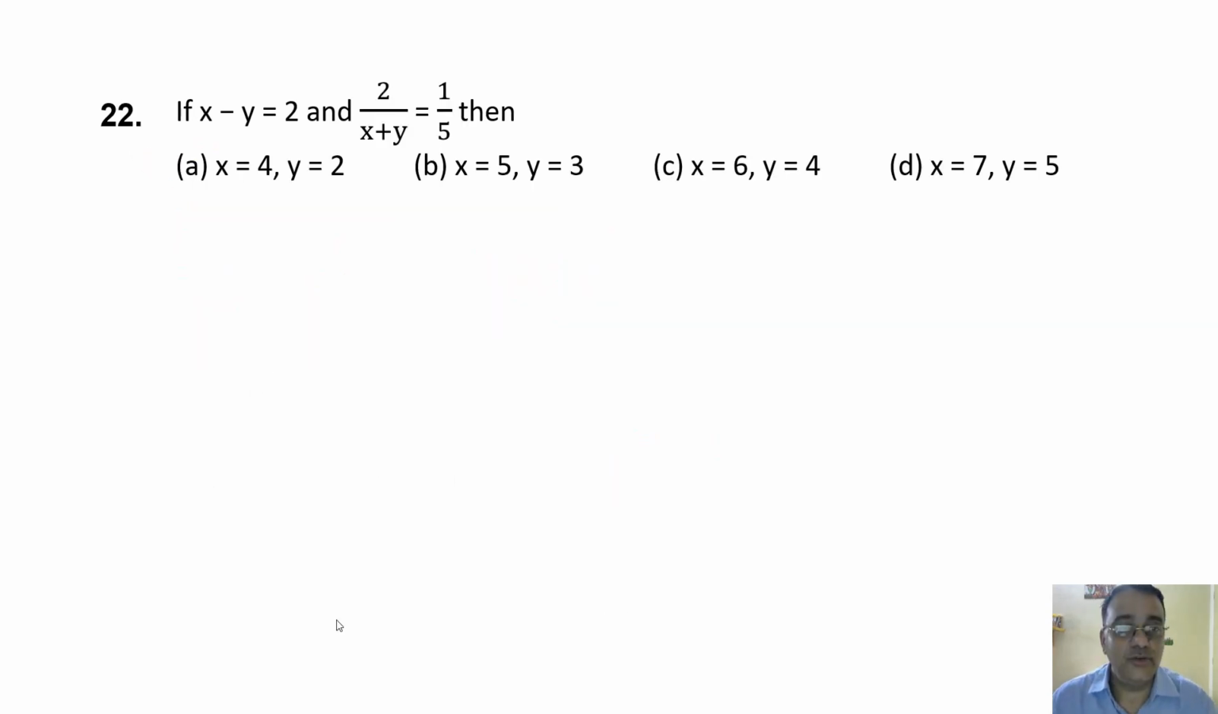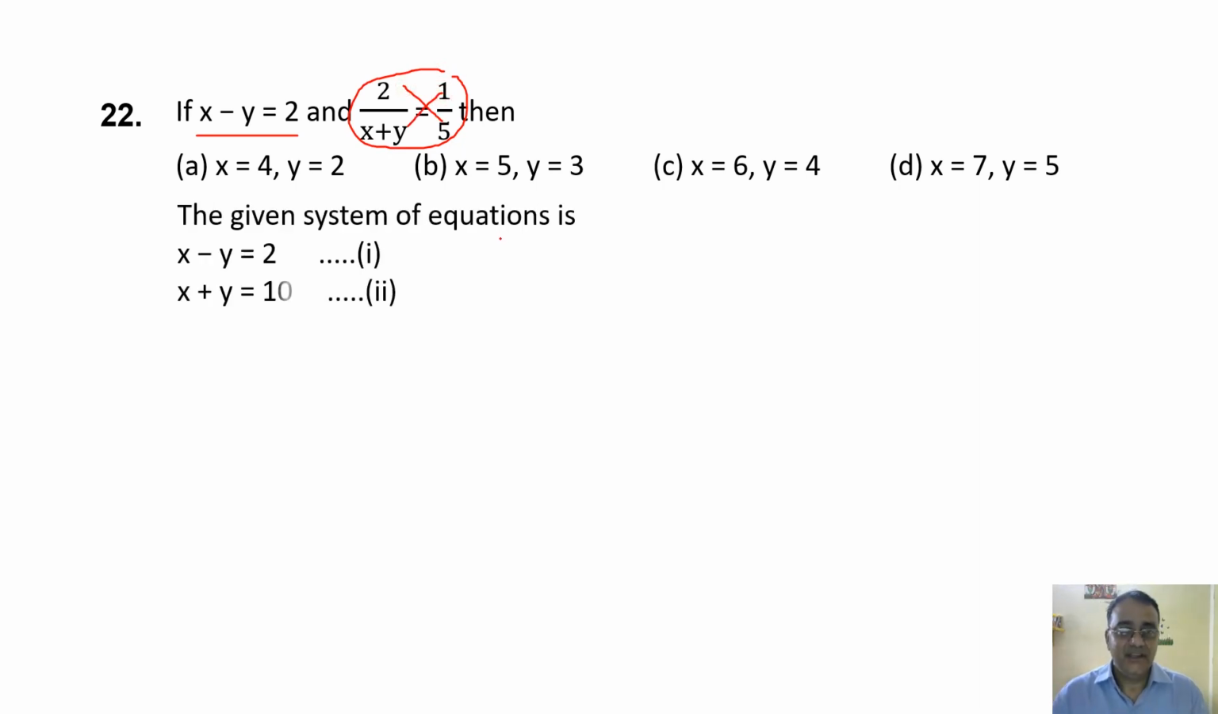So question number 22, if x minus y is equals to 2 and 2 by x plus y is equals to 1 upon 5, then, so first equation is x minus y is equals to 2. What is the second equation? From this, what you will get? X plus y is equal to 10. Very good. So now we have to solve these two equations. Add these two equations. So what we are getting? 2x is equal to 12. Right, 2x is equals to 12.